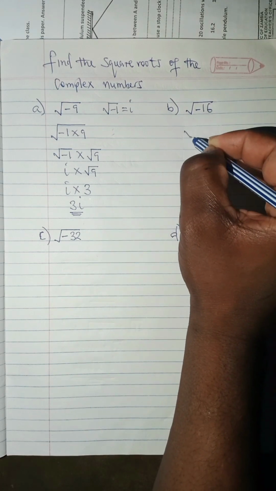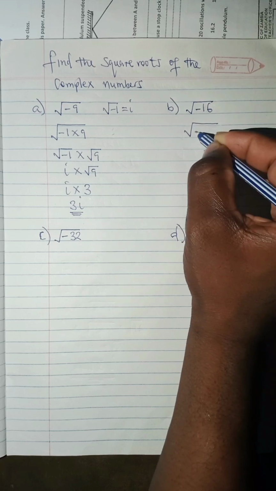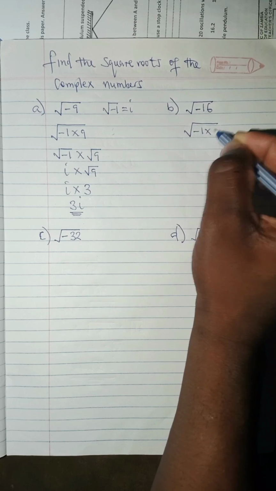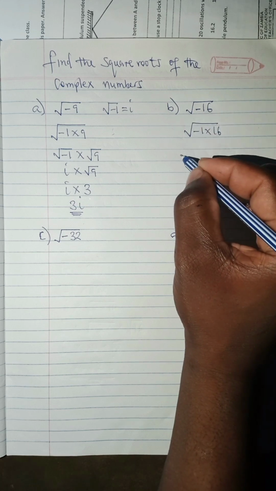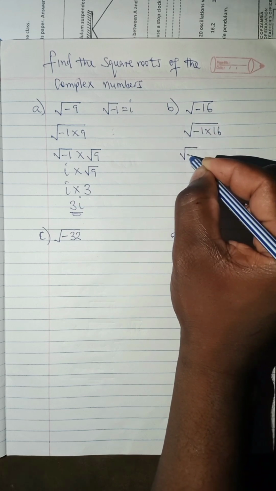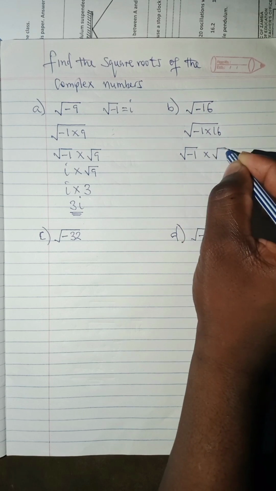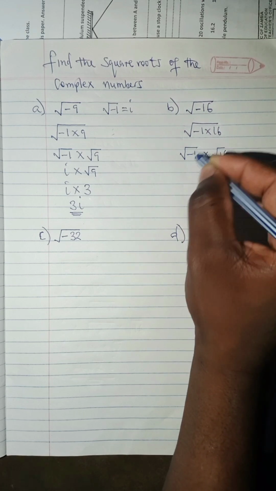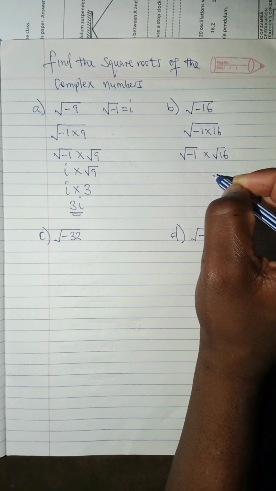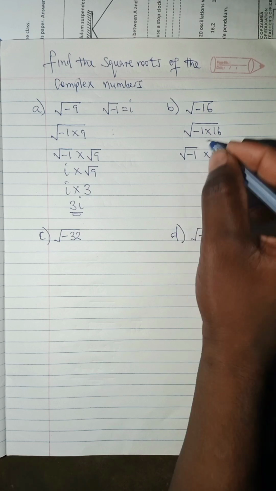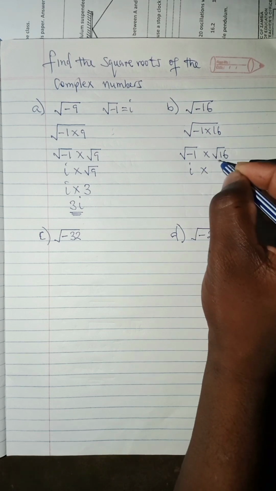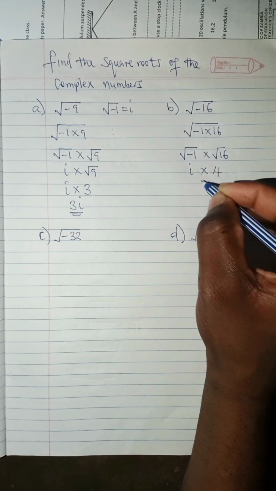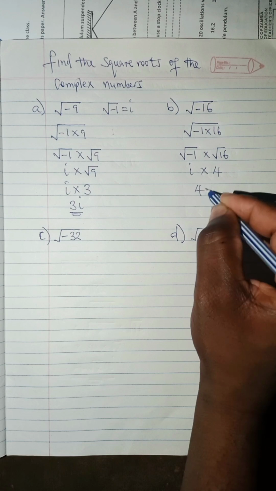How about the square root of negative 16? The root of negative 16 is just the same as writing negative 1 times 16. Since there's multiplication, it's just writing the root of negative 1 times the root of 16. So the root of negative 1 is I. So I'll write I there, times what is the square root of 16? It is 4. So I times 4 is 4I.